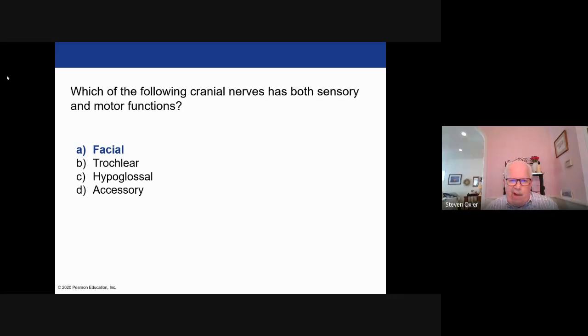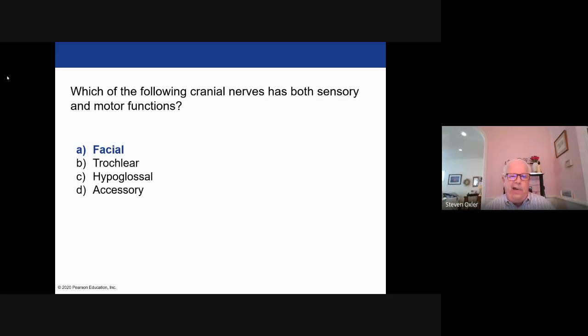What is the motor function of the trochlear nerve? What organ does it move? The eye. You are correct. What organ does the hypoglossal nerve move? The tongue. You are correct.